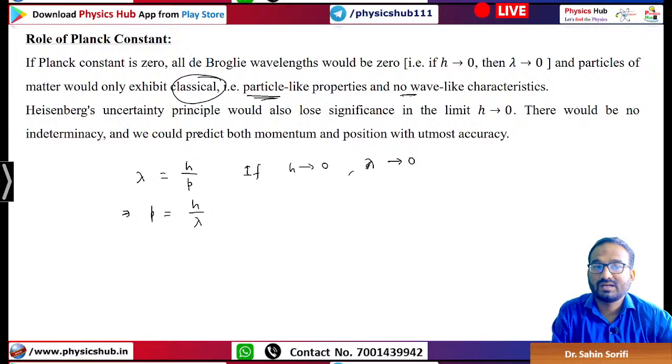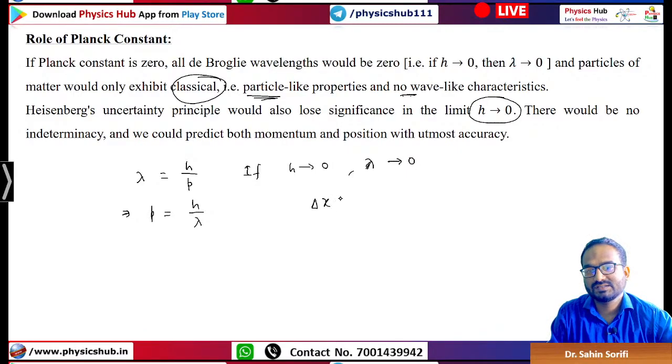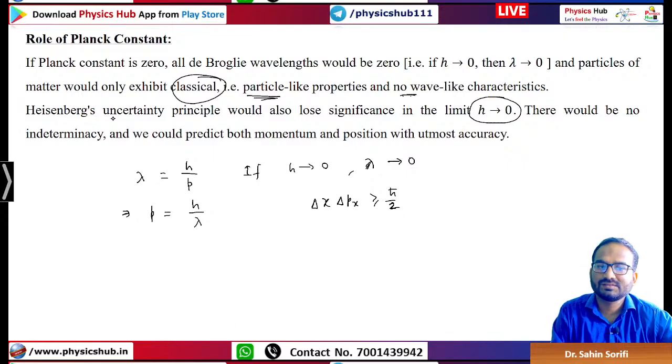Heisenberg's uncertainty principle would also lose significance in the limit of h cut tends to 0, because Heisenberg's uncertainty principle says delta x, delta px is greater than or equal to h cut by 2. Now if h cut becomes 0, there will be no uncertainty, it will be certain. So Heisenberg's uncertainty principle will also lose its significance if h becomes 0. There would be no indeterminacy, and we could predict both momentum and position with utmost accuracy. So it will behave purely classically.